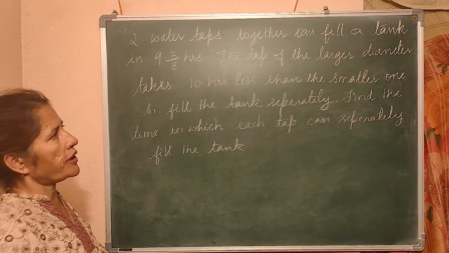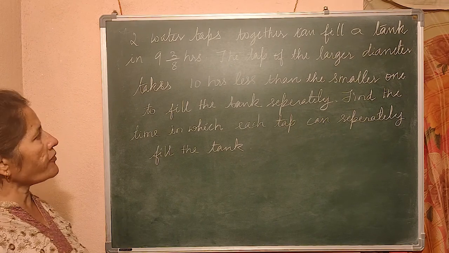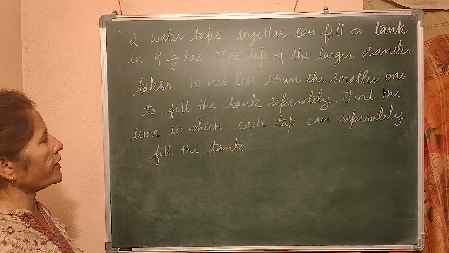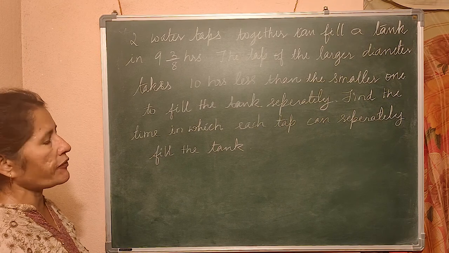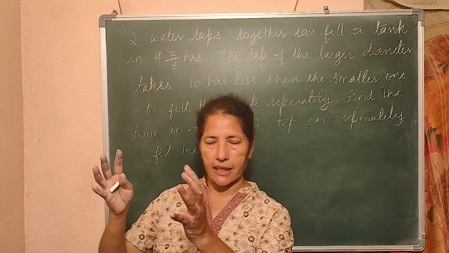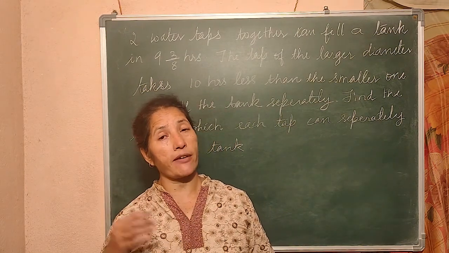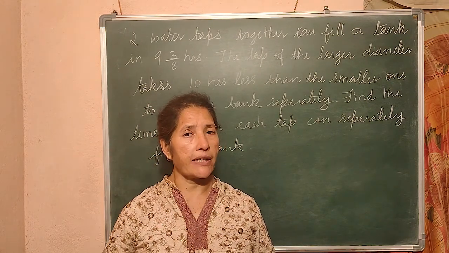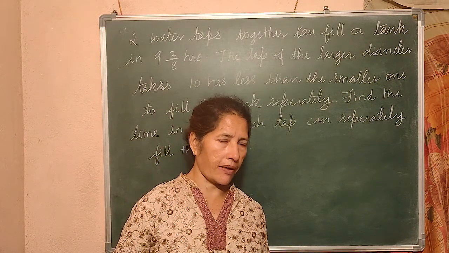Two water taps together can fill a tank in 9 by 8 hours. The tap of the larger diameter takes 10 hours less than the smaller one to fill the tank separately. Find the time in which each tap can separately fill the tank. Think, there is a big diameter tap and a small diameter tap. Using which tap can the tank be filled fast? When the diameter is big, it fills faster than the smaller one, right?